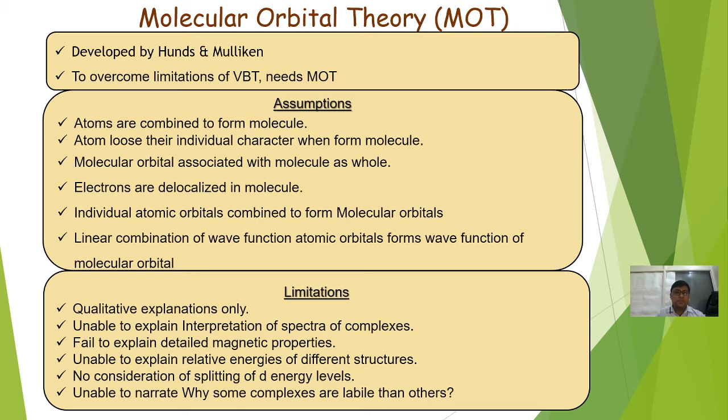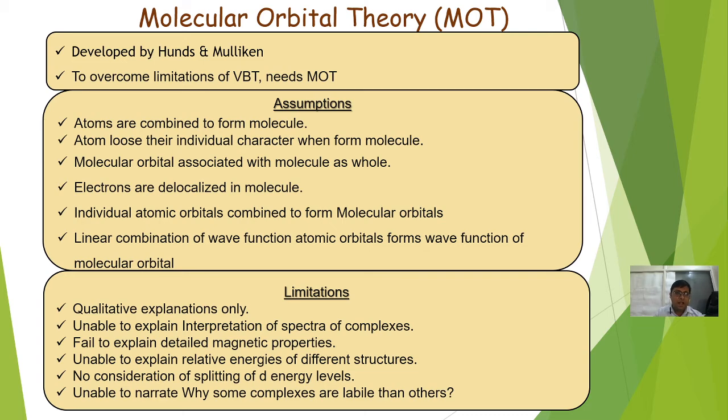So let us see some assumptions of molecular orbital theory. Due to the limitations and drawbacks in the valence bond theory, there is a need for molecular orbital theory. The first assumption: atoms combine to form a molecule. This is the same assumption in both theories. But from the second assumption, there is some difference.